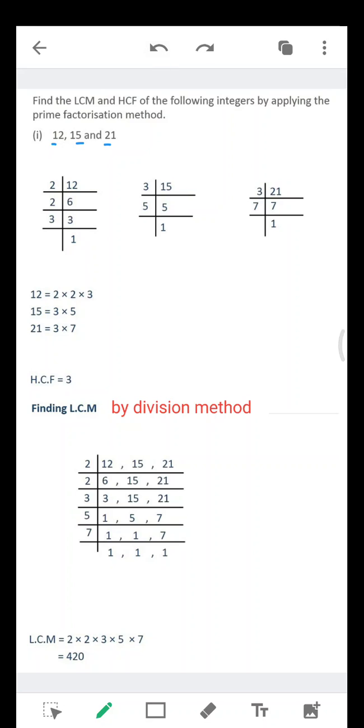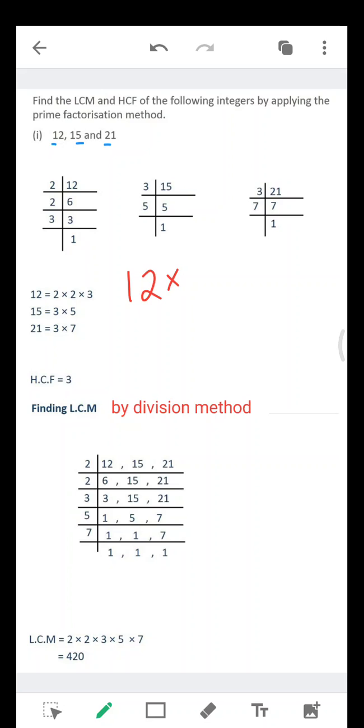Now what is SCF in this? The common one. What is common in all of them? You can check in all the numbers, 3 is common. There is no other number common other than 3. So the SCF of these three numbers, that is 12, 15 and 21, is 3. What is the use of this? If you want to take something common, this will be helpful for you.